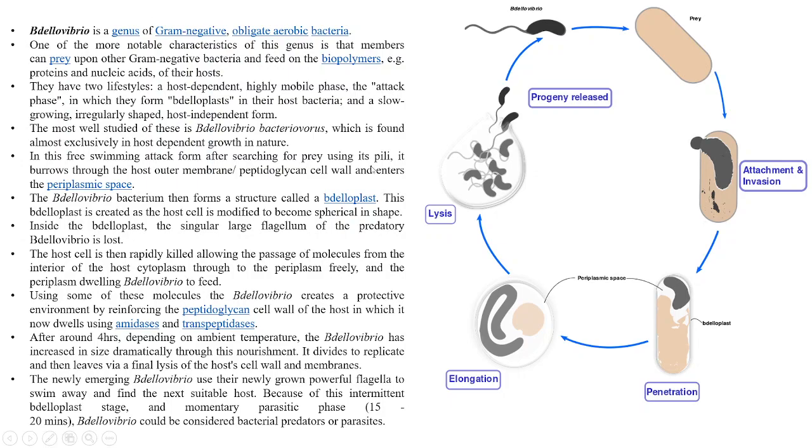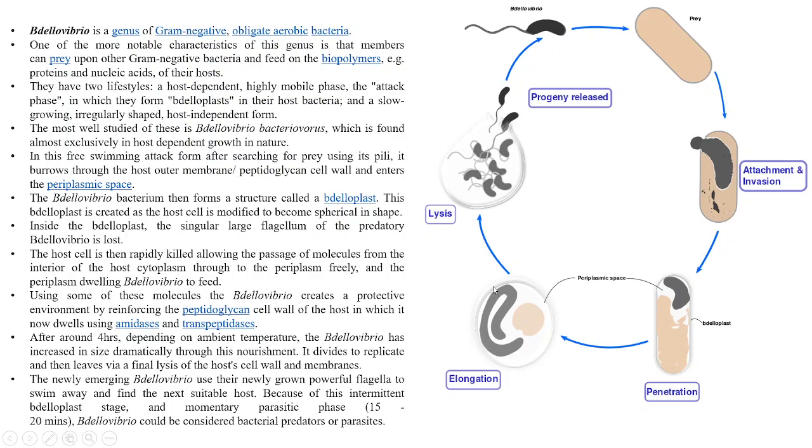And the most studied form of Delovibrio is Delovibrio bacteriovorus, which is written here, and it's almost exclusively found in host dependent growth in nature. And in this free swimming attack form, after searching for prey, it basically burrows through the host outer membrane, cell wall, and enters the periplasmic space. That's what I said. It goes into the periplasmic space, then it forms a structure called deloblast, and inside the deloblast, the singular large flagellum of the predator Delovibrio is lost. You can see the deloblast kind of structure. It's a very vague, rough sketch.